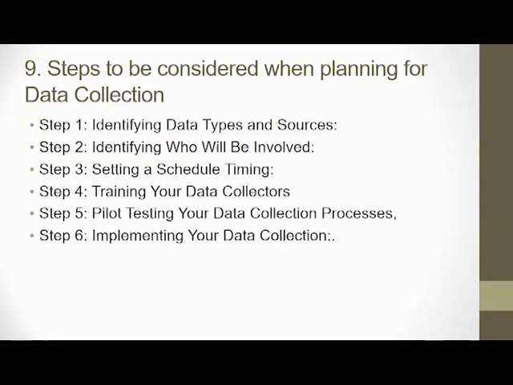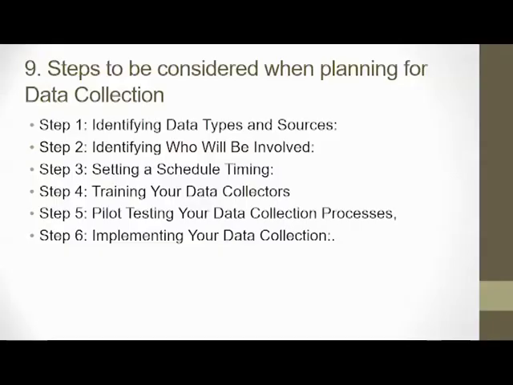Step 2, you need to identify who will be involved. Who are the participants in your research? Is it children? If it's children, then you need to think of the fact that children cannot give consent. So you need to plan in such a way that you'll be able to get parents to give you consent for their children to participate. So you need to identify who will be the participants. Is it parents? Is it the students? Is it the community members? And so forth. Then you have to set a scheduled timing.